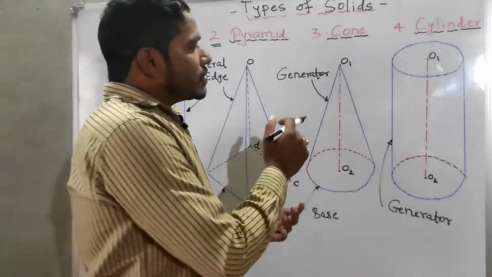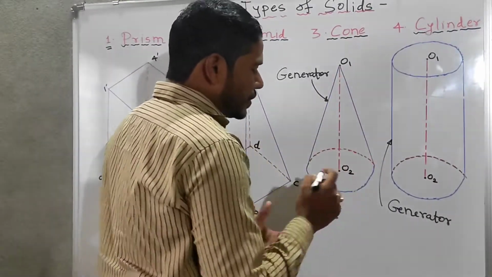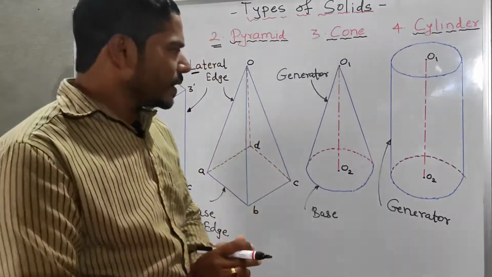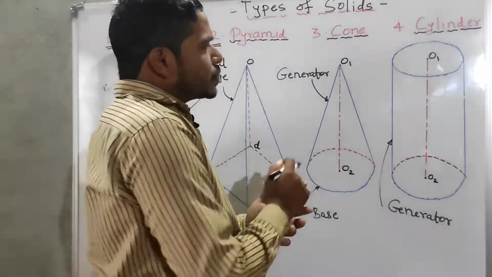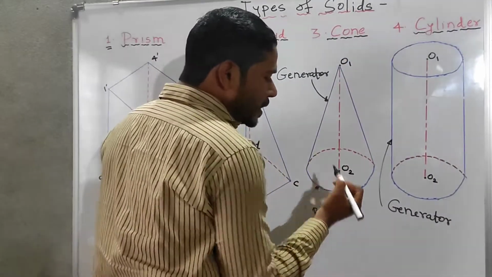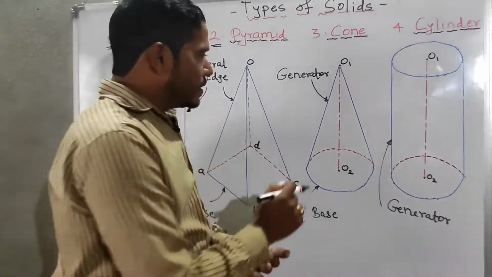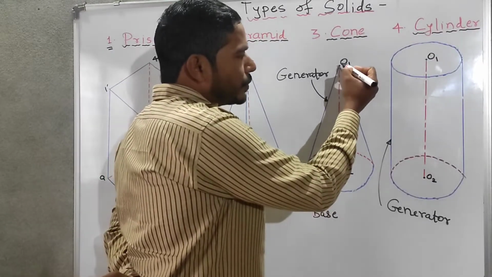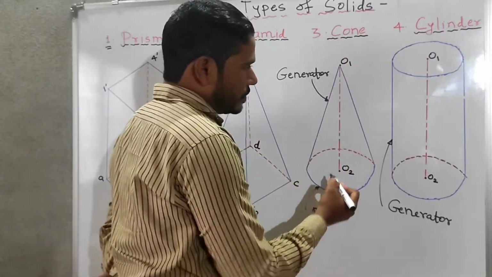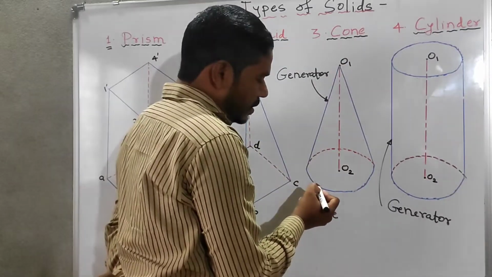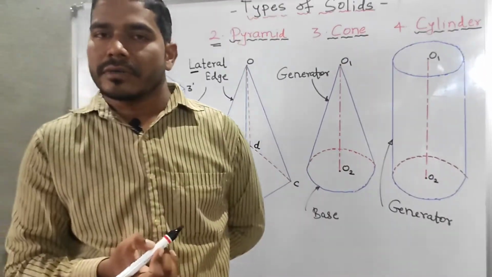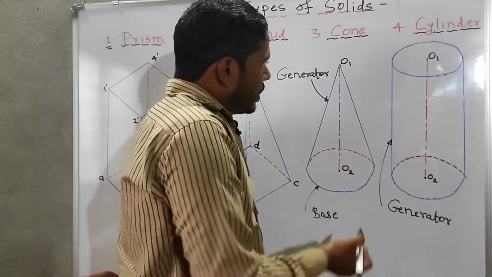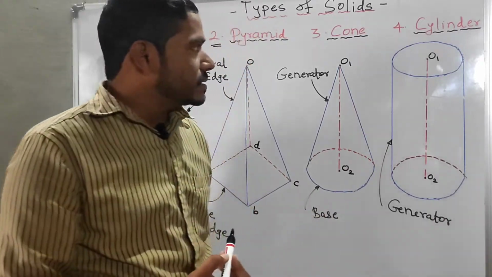The cone has an apex and its bottom is circular. The line joining its apex to any point of its base circle we call a generator. Whatever line you draw from the apex to any point of the base circle, we call it a generator. So these are the generators. And O1, O2 is the axis of the cone.